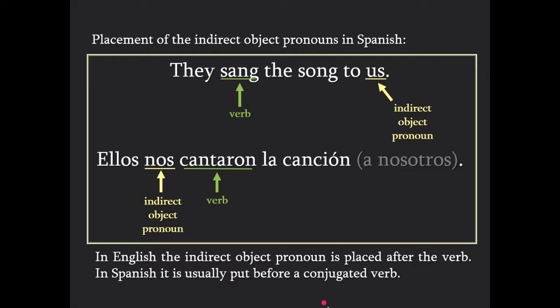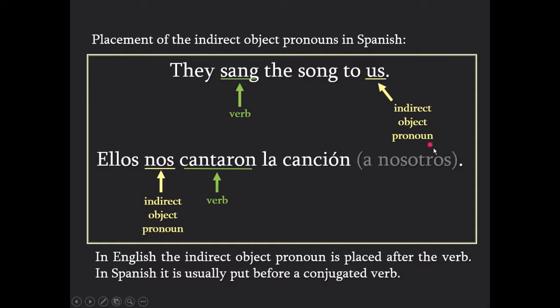And notice where it's placed. It comes in front. So in English, once again, the indirect object pronoun is placed after the verb. In Spanish, it is usually put before a conjugated verb. Now, there's an exception. We'll look at that later. But generally, we put them in front of our conjugated verb. So literally, if you translated that exactly word for word, it would say, they, to us, sang the song.